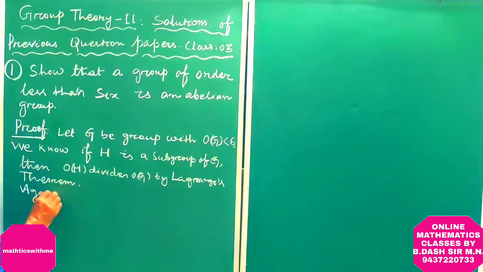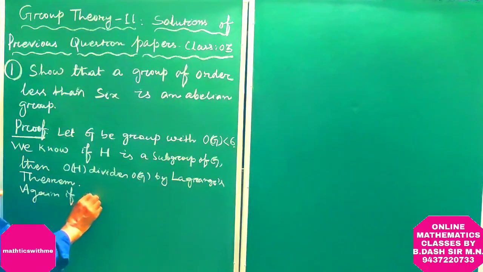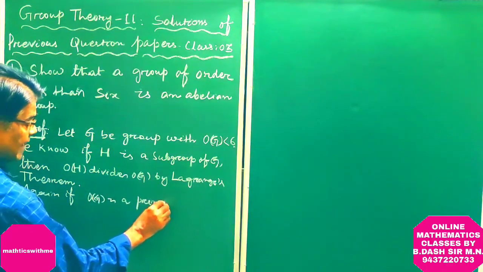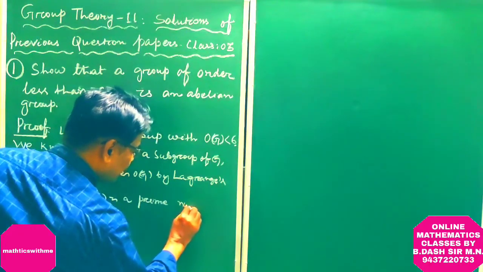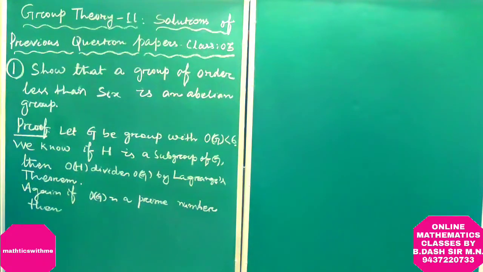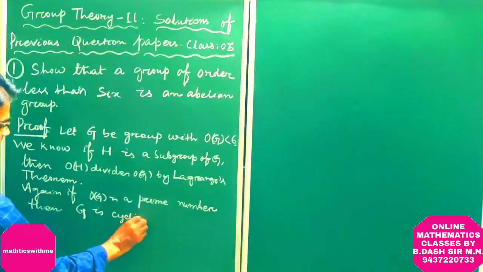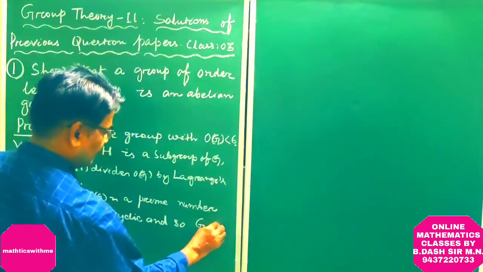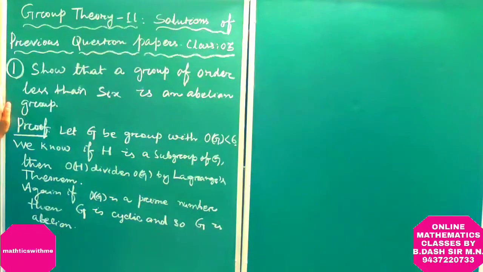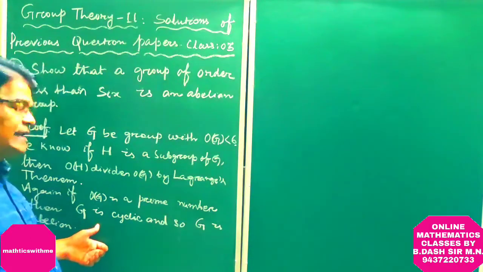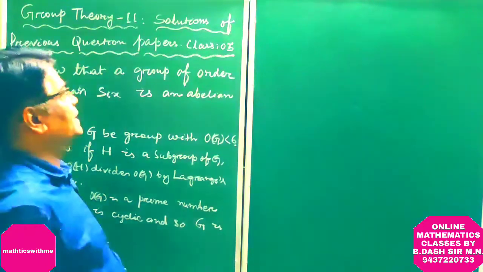Again, if order of G is a prime number, then G is cyclic, and so G is abelian.